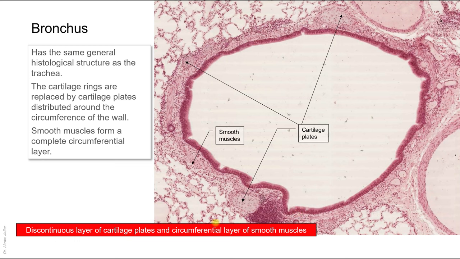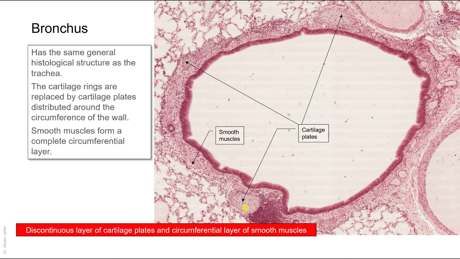Here, the most important thing is that the cartilage rings, the C-shaped rings that were present in the trachea, are absent here. In this preparation, you can see that there are cartilage plates that are distributed all around the wall of the bronchus. There is a cartilage plate here, and there's another one here, and another one here. Multiple cartilage plates.